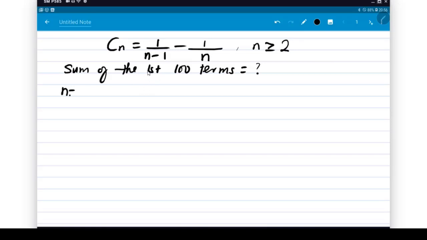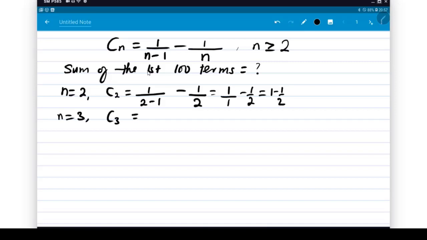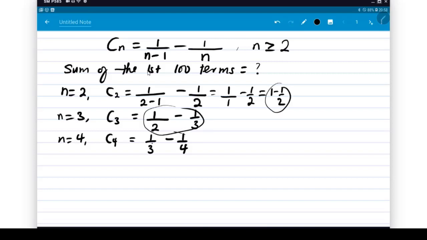So when my n is 2, then I have C2 equal to 1 over 2 minus 1 minus 1 over 2, and this will be 1 over 1 minus 1 over 2. This is going to give us 1 minus half. Alright, if n is 3, let me just do this quickly. C3 is equal to 1 over 3 minus 1, which is 2, minus 1 over 3. When n is 4, we have C4 to be 1 over 4 minus 1, which is 3, minus 1 over 4. So if you look at this sequence, we have 1 minus 1 over 2, 1 over 2 minus 1 over 3, 1 over 3 minus 1 over 4.